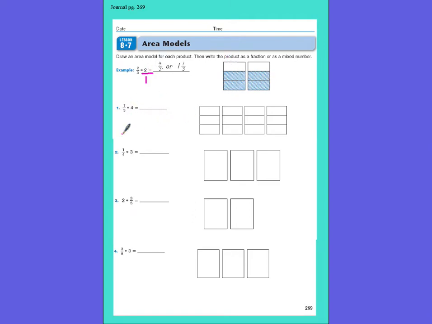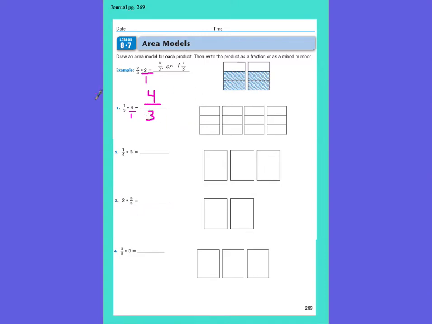Now, taking a look at this example, 1/3 times 4. Remember, we can always just put it over 1. 1 times 4 is 4. 3 times 1 is 3.